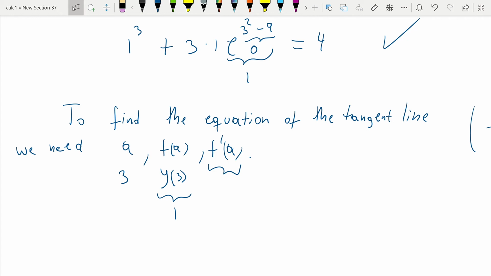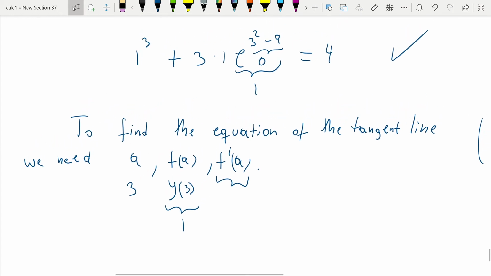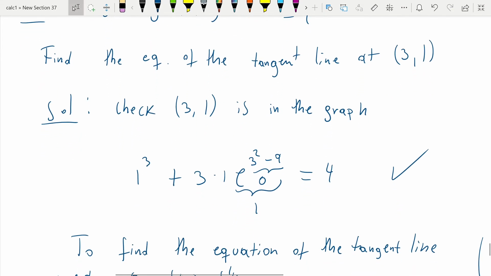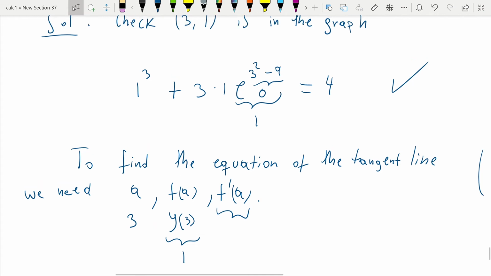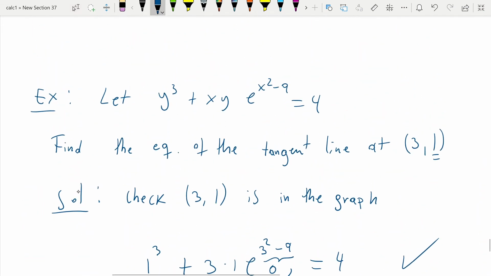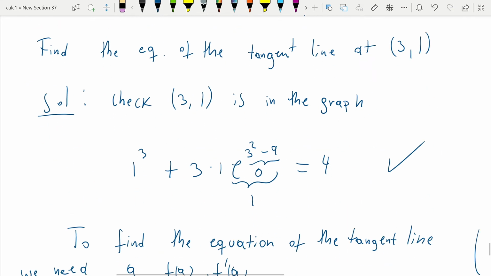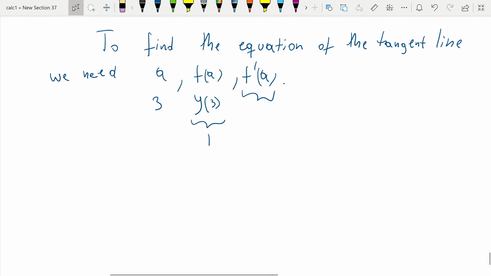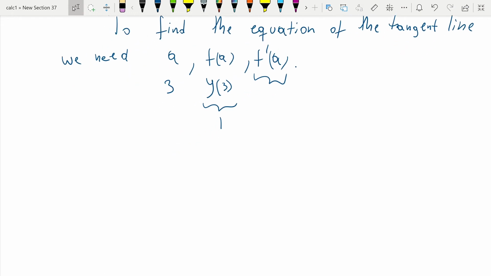And so for that, we just need to find the value of the point, which is given to us as the first value here in this pair. And f of a is just the second value, so 1. And to find the derivative, we just proceed like in the previous problem, and we'll be done. And whenever we see x and y, we need to plug in these values, 3 and 1.